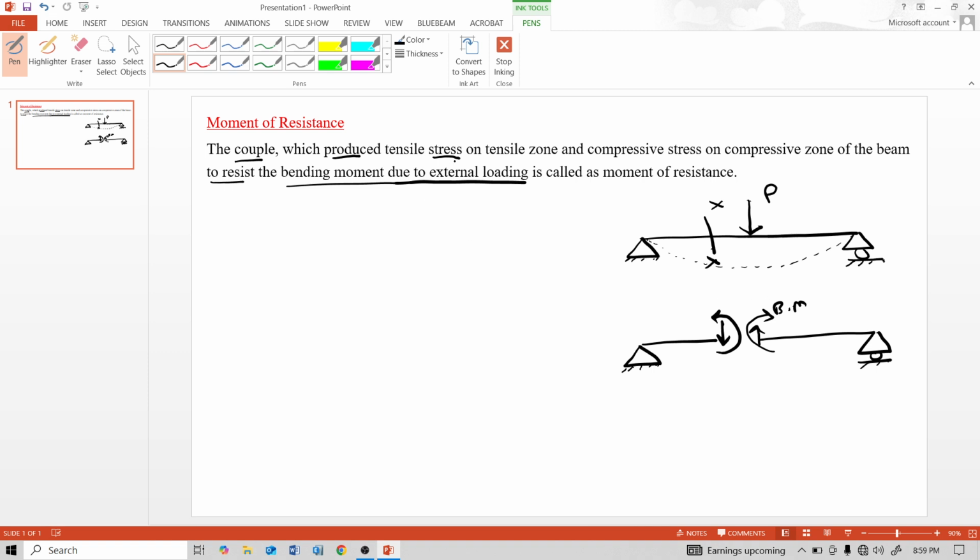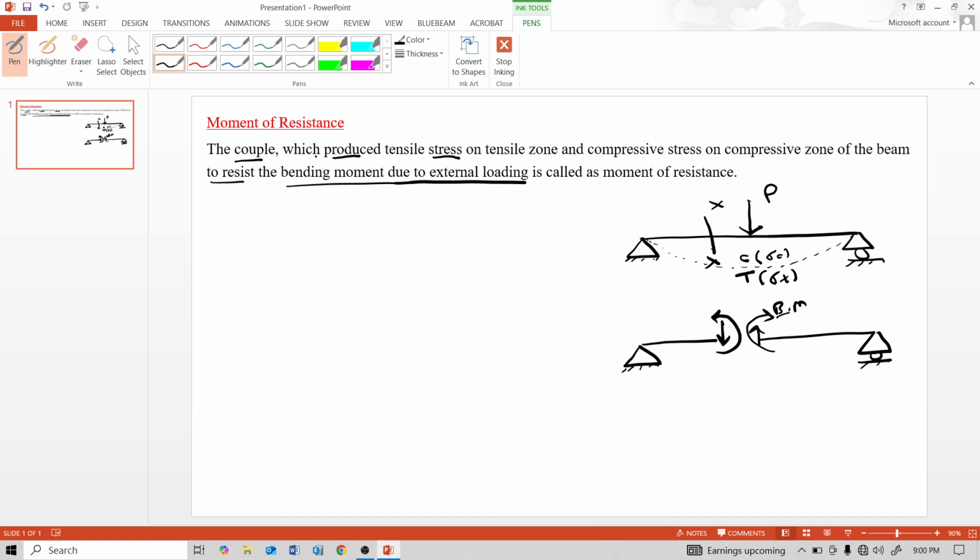The couple which produces tensile stress on the tensile zone and compressive stress on the compressive zone of the beam to resist the bending moment due to external loading. So this is the bending moment due to this external loading P. This is the bending of the beam, and this bottom side is the tensile zone and the top side is the compressive zone. The compressive stresses are sigma C and the tensile stresses are sigma T.